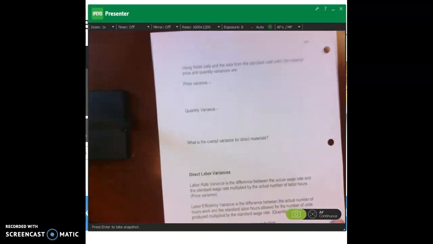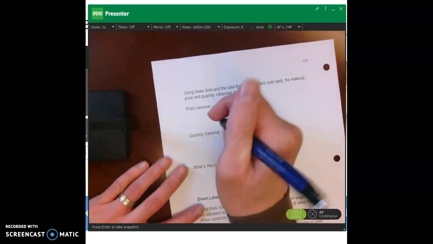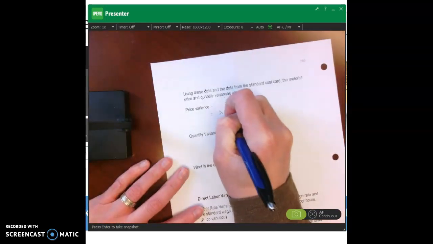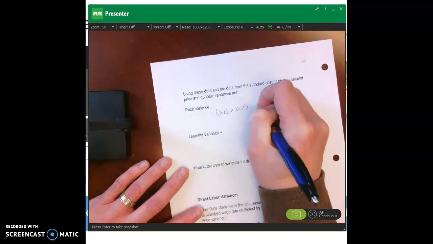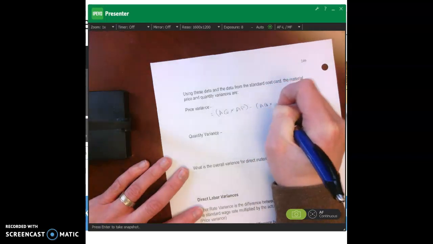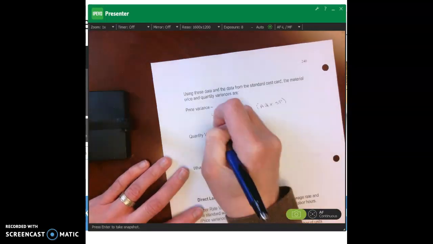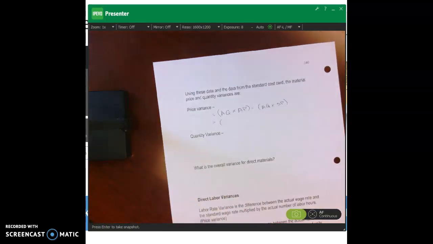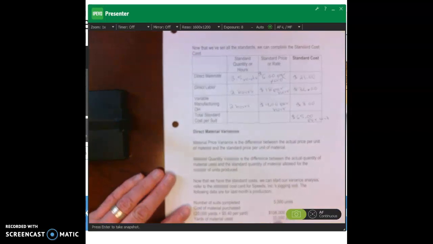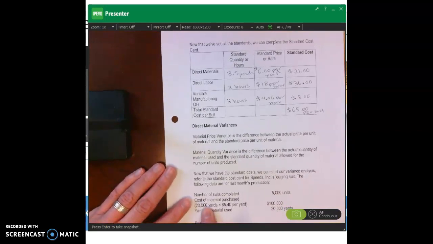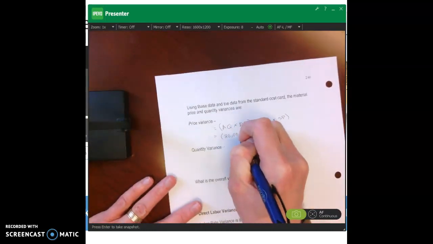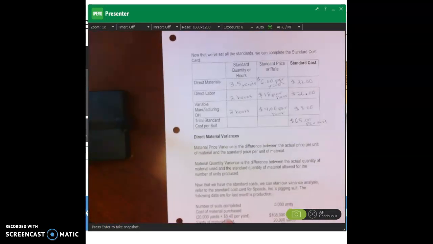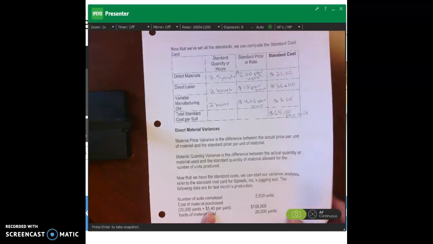Right? So we can go ahead and do that right over here. So we write it out. Our AQ times our AP minus our AQ times our SP. We look back on that prior page, right over here, it said we purchased 20,000 yards. So that's our actual quantity purchased, 20,000 yards. And then what we can say is, what is the actual price paid? $5.40 per yard. It's right there, $5.40 per yard.